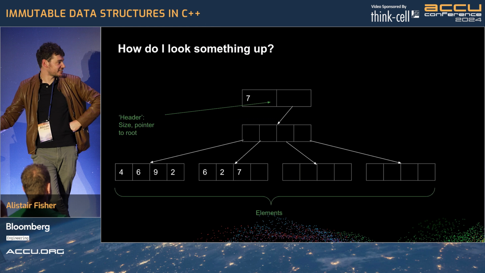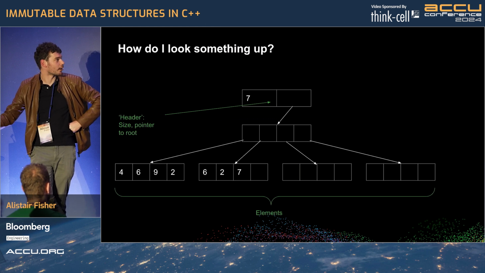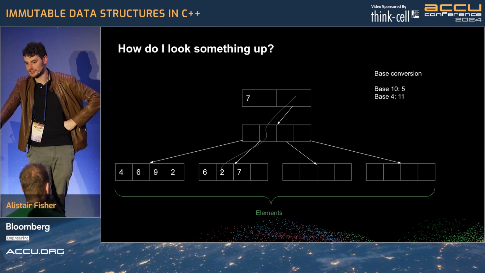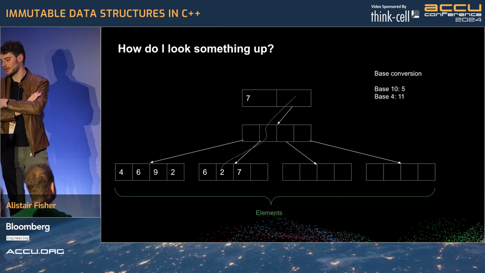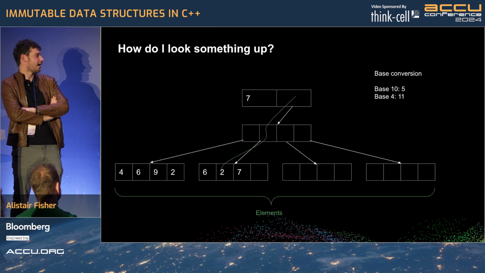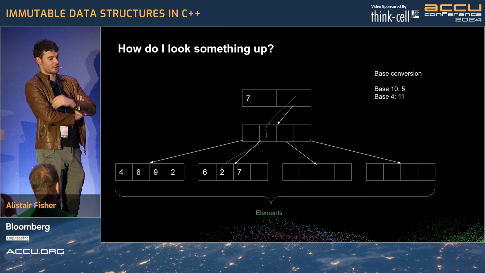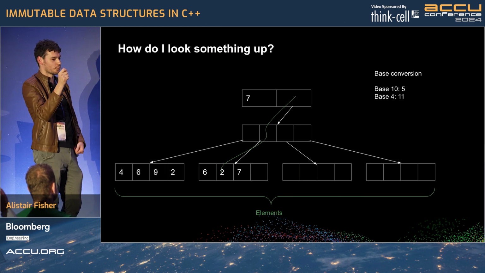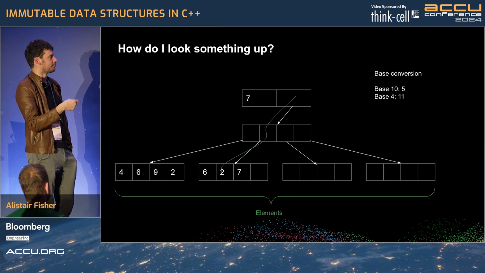So it's actually pretty cool. You use base conversion to figure it out. So this tree has a branching factor of 4. And so what I do is I convert 5 into base 4. And I get this number that looks awfully like 11. I'm not going to call it 11 because that's confusing. But I have this 1, 1, which is 5 in base 4.